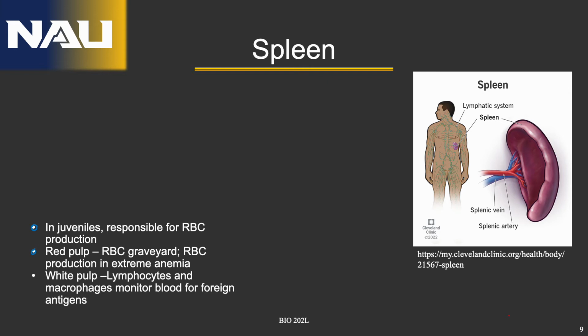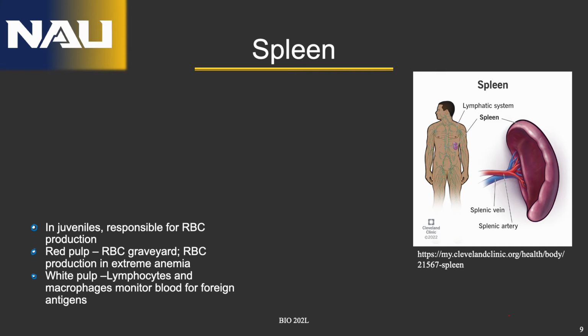Red pulp is the area often called the red blood cell grave because it breaks down and recycles old or damaged red blood cells. The red pulp also has sinusoids filled with blood and can produce red blood cells in case of severe anemia. The white pulp is the area which is full of lymphocytes and macrophages, which check the blood for foreign antigens. The white pulp is organized around central arteries and looks like lymphoid nodules, similar to lymph nodes.